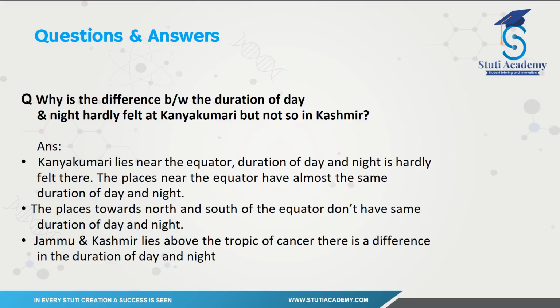Now students, we are going to discuss the next question. Why is the difference between the duration of day and night hardly felt at Kanyakumari but not so in Kashmir? As you all know that we have discussed in previous slides that Kanyakumari lies near the equator. Duration of day and night is hardly felt there. The places near the equator have almost the same duration of day and night. The places towards north and south of the equator do not have same duration of day and night. Jammu and Kashmir lies above the Tropic of Cancer. There is a difference in the duration of day and night.